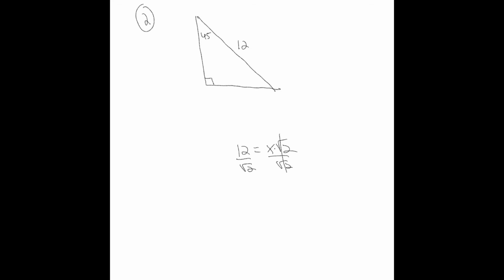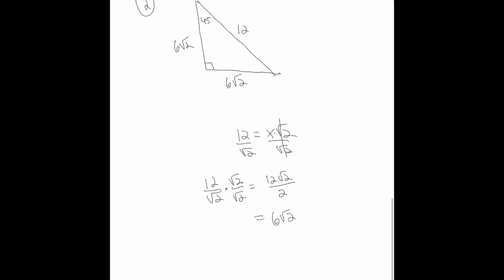And so if we rationalize that root, we'll say 12 over root 2 times root 2 over root 2. And that gives me 12 root 2 over 2. And look at this fraction, 12 over 2. 12 divided by 2 is 6. And so my leg lengths on the triangle are going to be 6 root 2, 6 root 2.